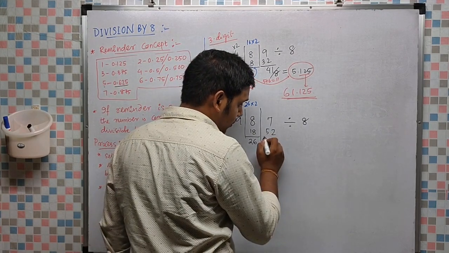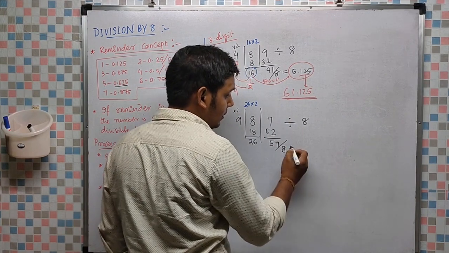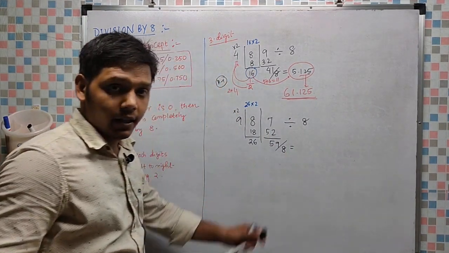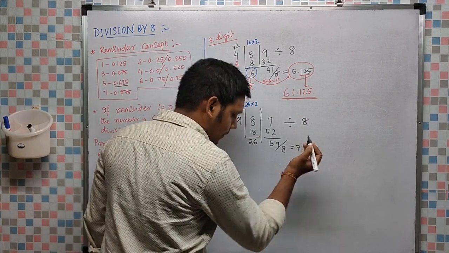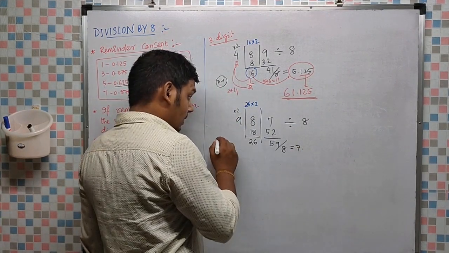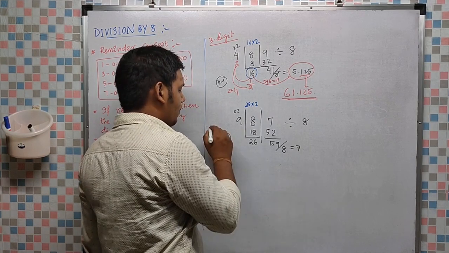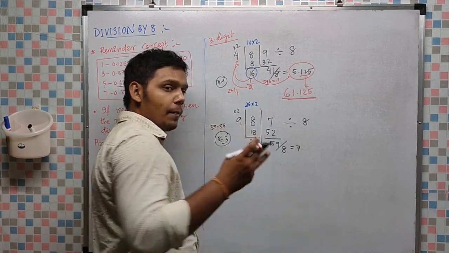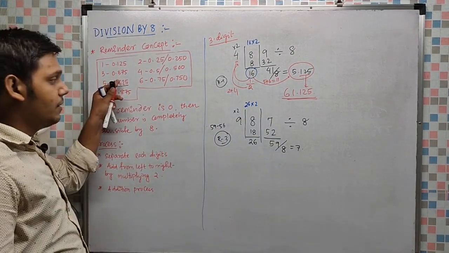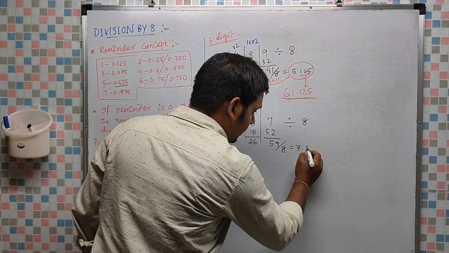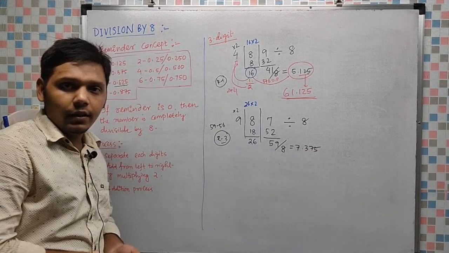Now 52 plus 7, that is 59, divided by 8. So how many times can I take 8 in 59? 7 times it will come. So it is 7. Now remainder is 3. 8 times 7 is 56, means 59 minus 56, that is 3 only. So 3 remainder means 0.375.